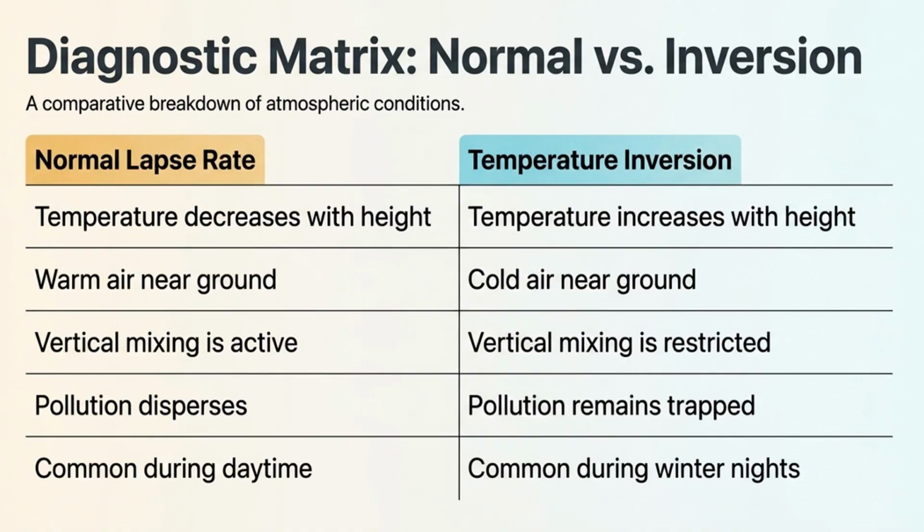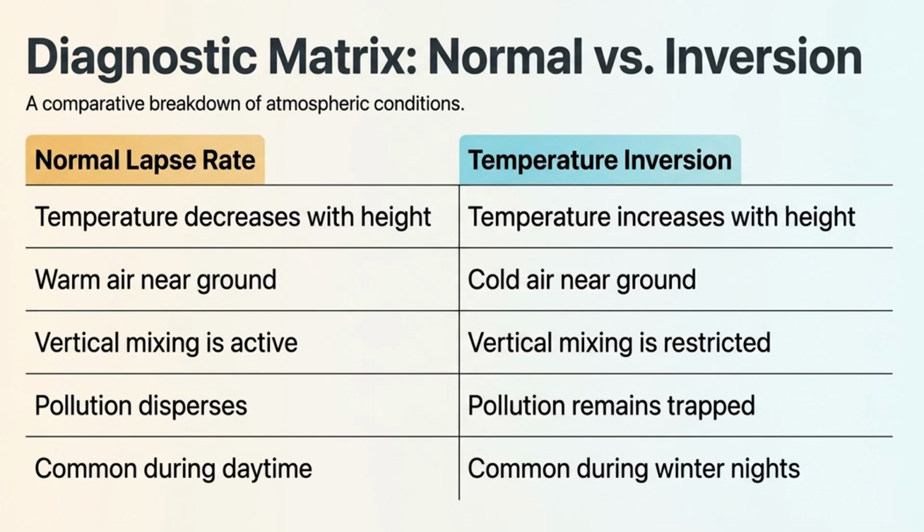Let's compare the normal condition with temperature inversion. In the normal lapse rate, temperature decreases with height. Warm air is near the ground and vertical air movement is active. Because of this, smoke and pollution rise and spread into the atmosphere. This condition is common during the daytime.